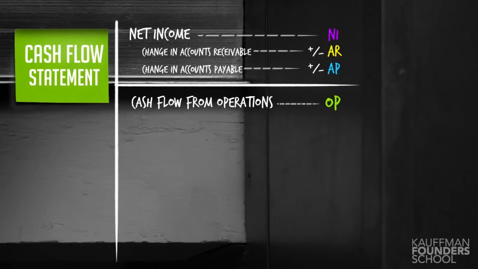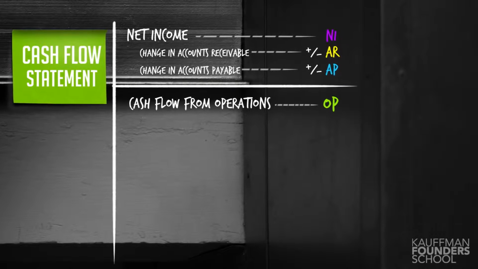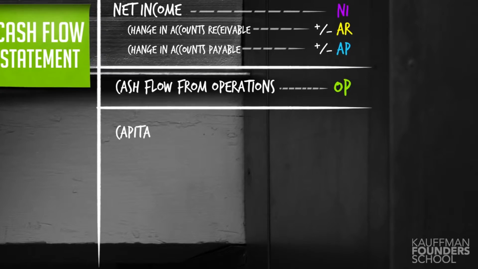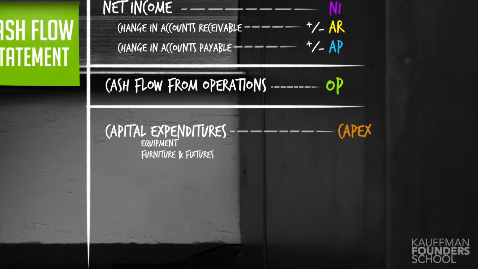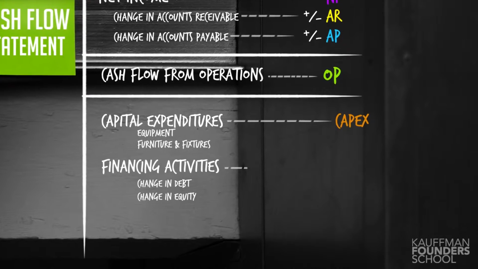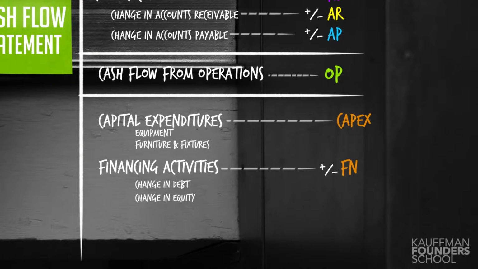That number is probably going to be pretty different than your net income. And so you want to make sure you understand what's going on there, analyze why it's different, and figure out, is there a problem there you need to solve? Below your cash flow from operations is the cash that you use for capital expenditures. And then the next part of your cash flow statement is the cash from financing activities.